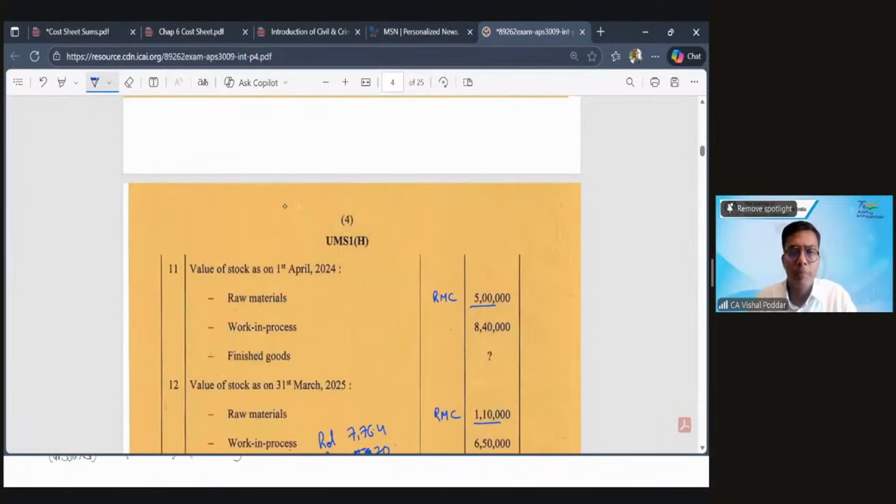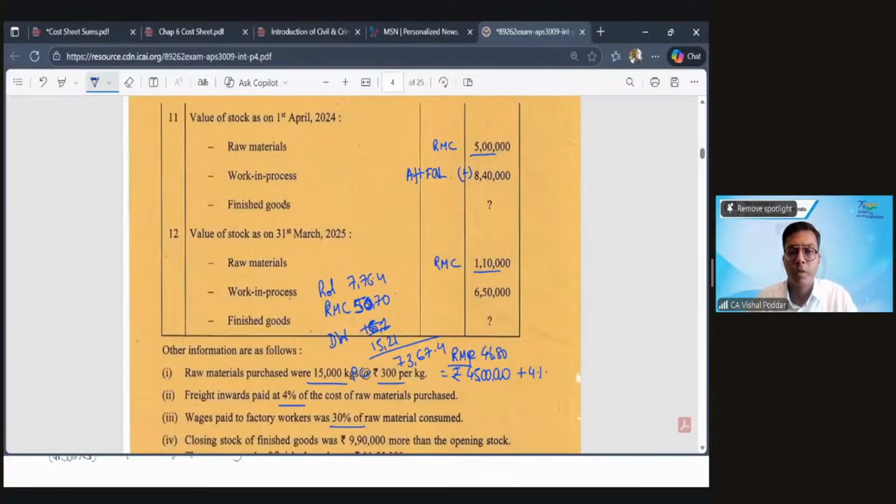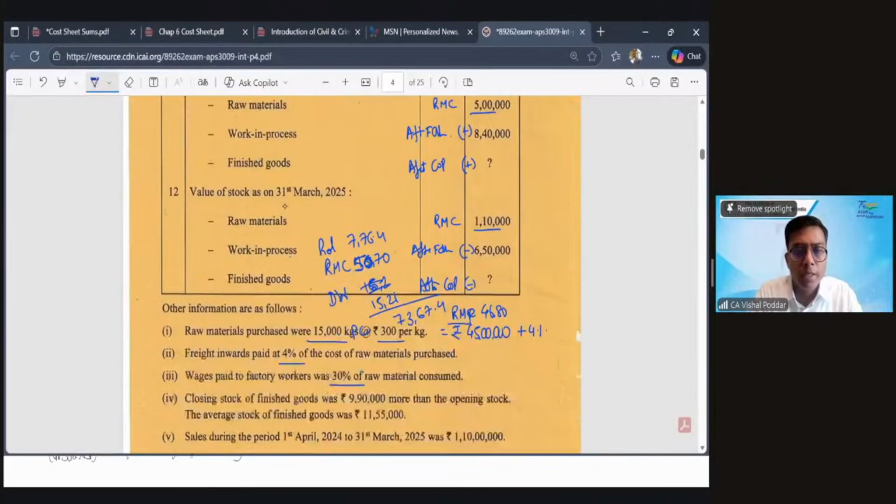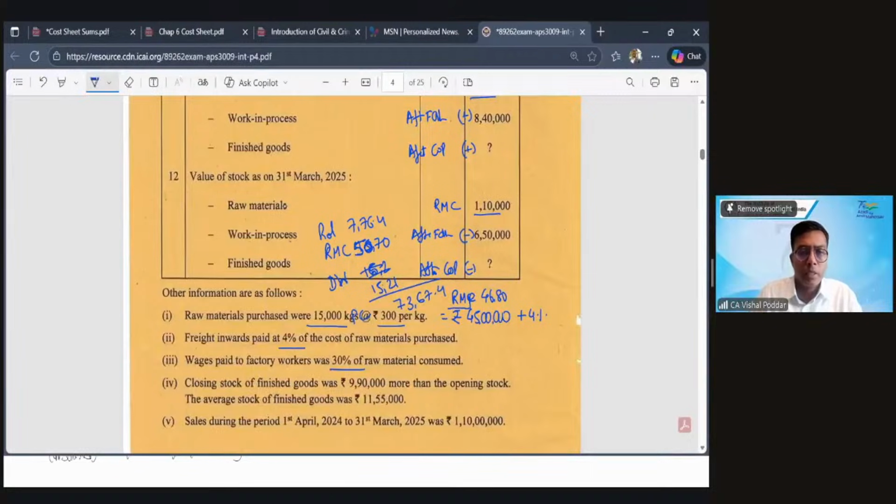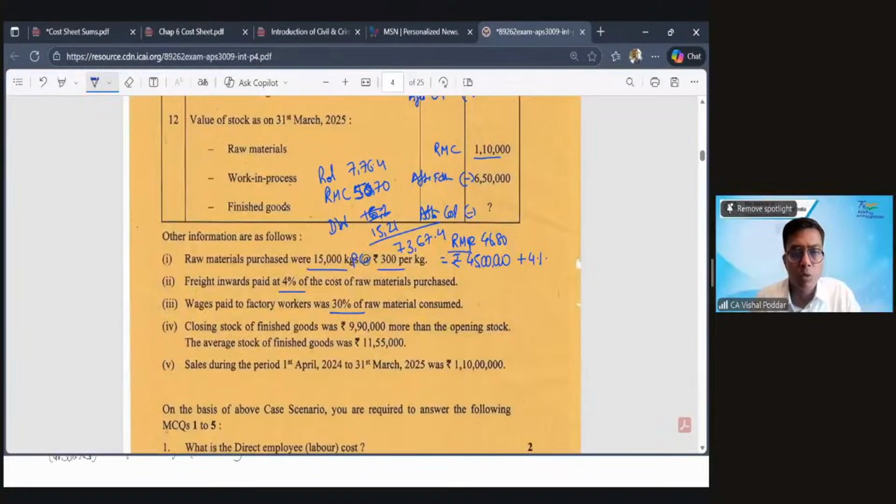Yes, sir. Then this is RMC. This will be after factory overheads. You add this to find out factory cost. This is again after factory overheads. You subtract this to find out factory cost. And this will be after cost of production. You will add. This will be after cost of production. You will subtract. Correct? Yes, sir. Now wages done. Closing finished goods. So values are given.